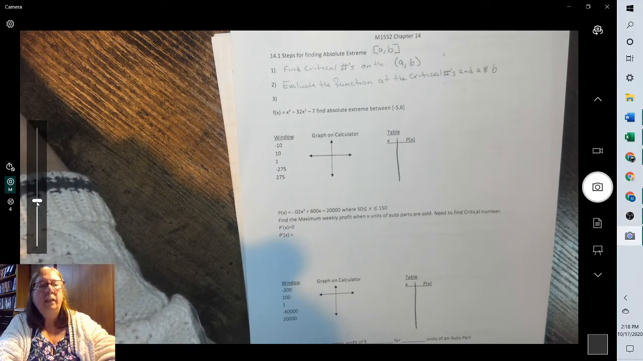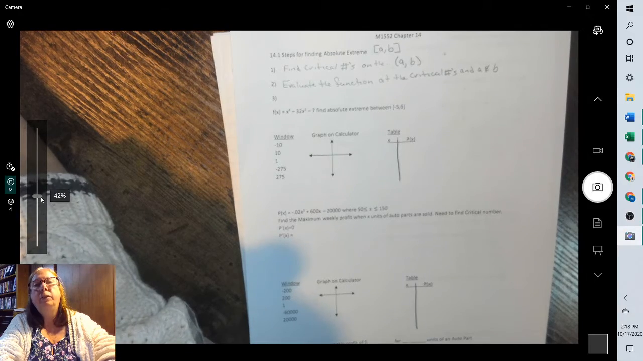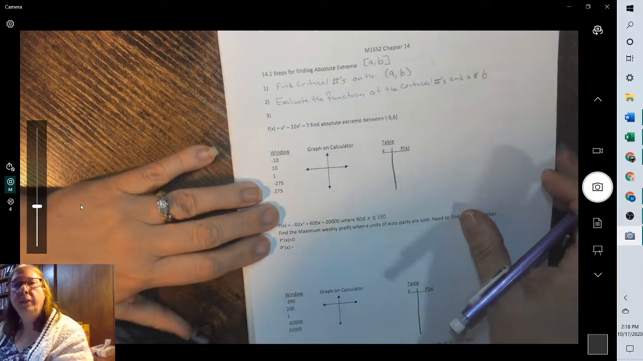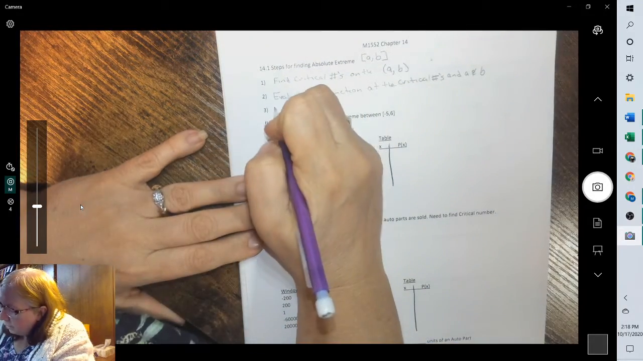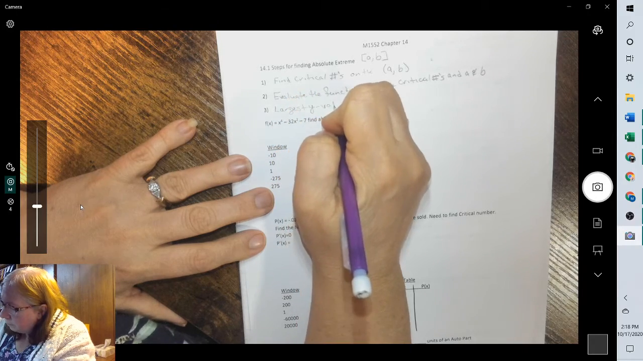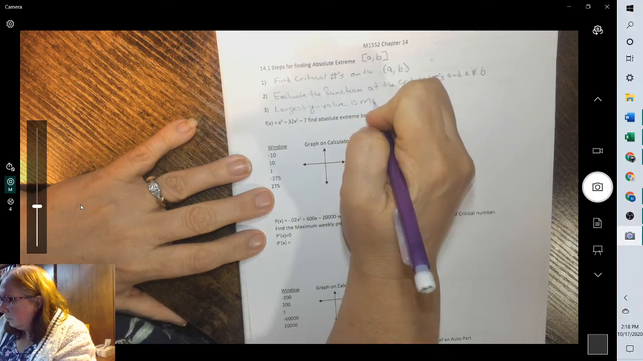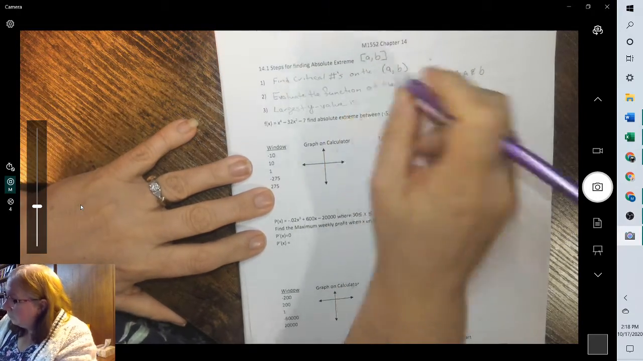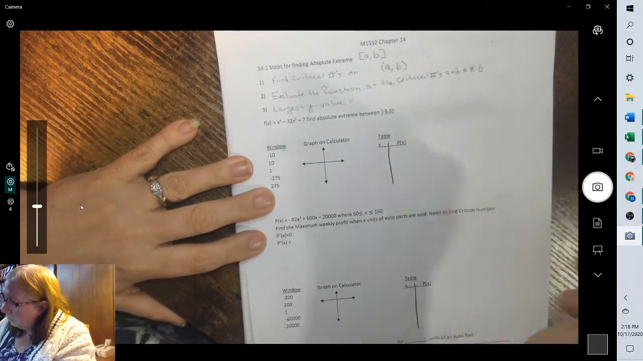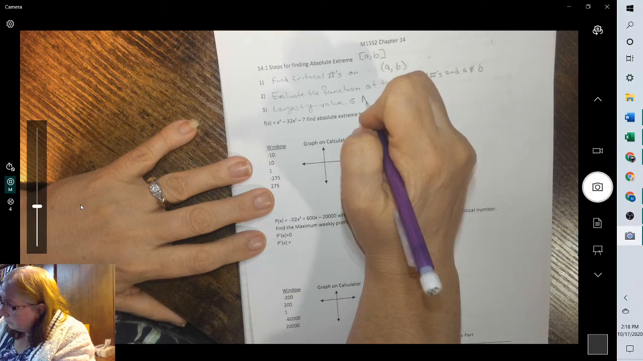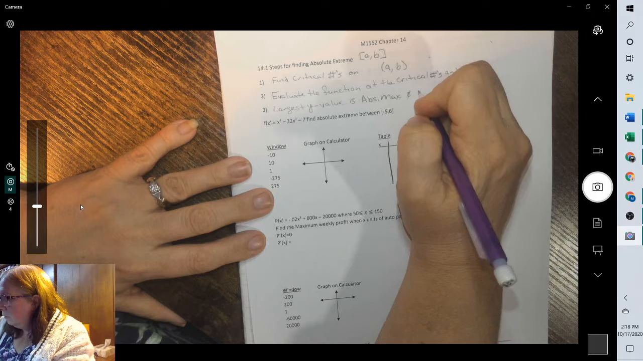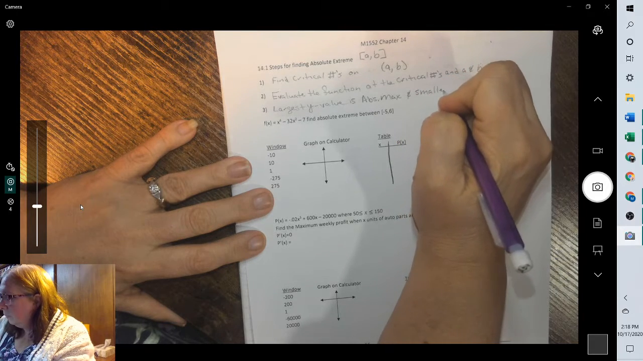And lastly, by evaluating, that just means you plug it into the original function, or the one before the derivative, and the largest y value is the max, absolute max. And the smallest y value is the absolute min.